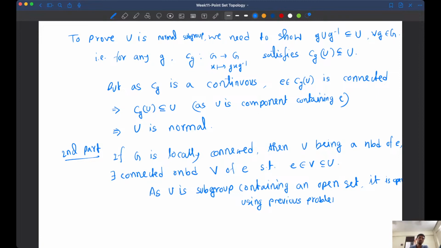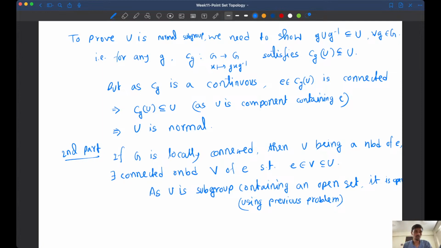So hence, if G is locally connected at the point E, that implies this thing, but that is immediate. Once you have locally connected at the point E, you can just translate that to any point of G, and hence you get locally connected over all of G. So that's not a big deal, that's why locally connected anyway implies this thing.